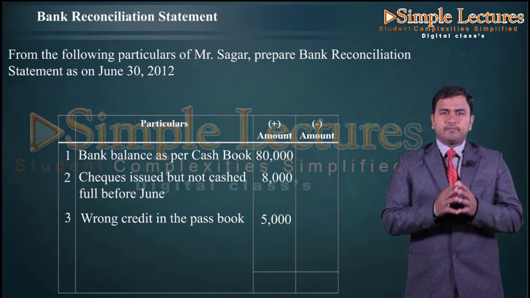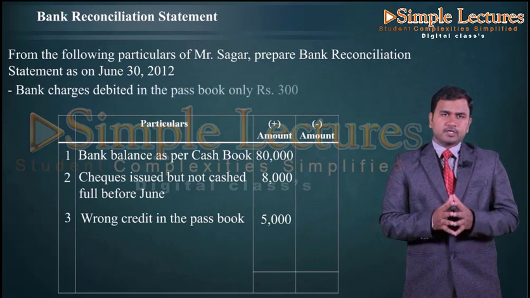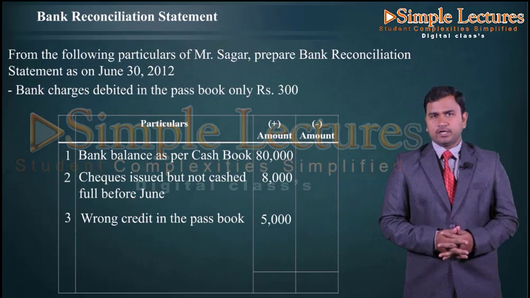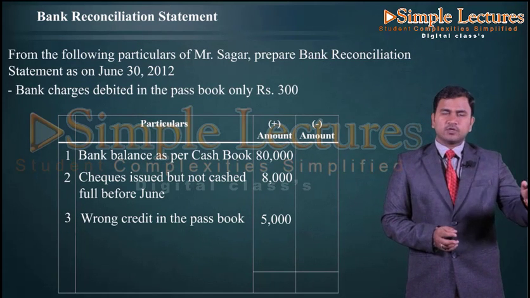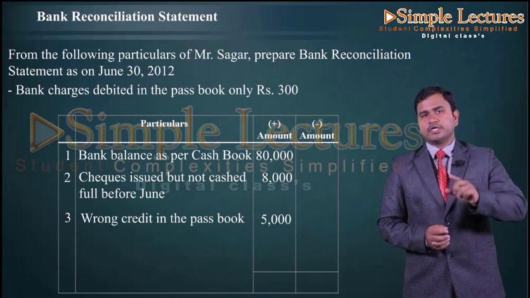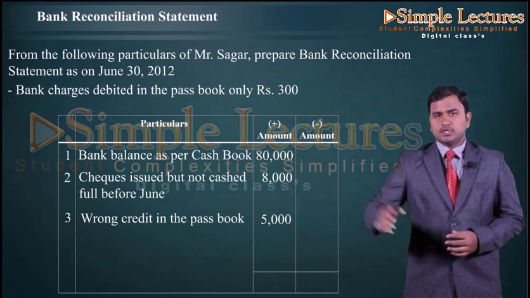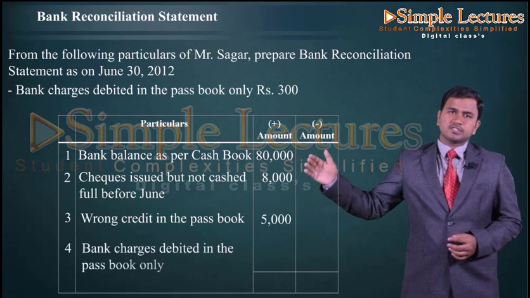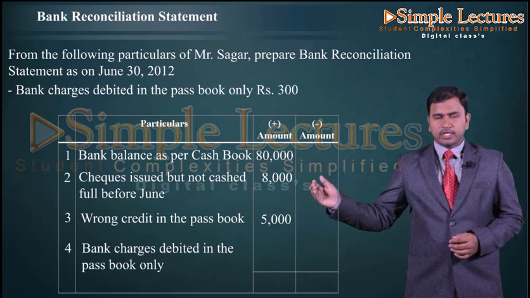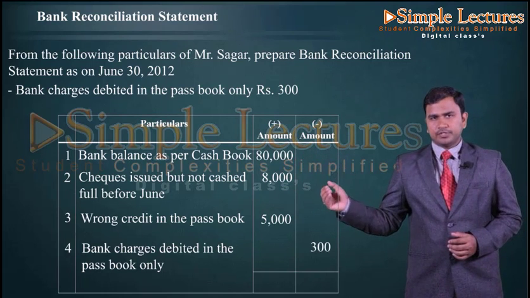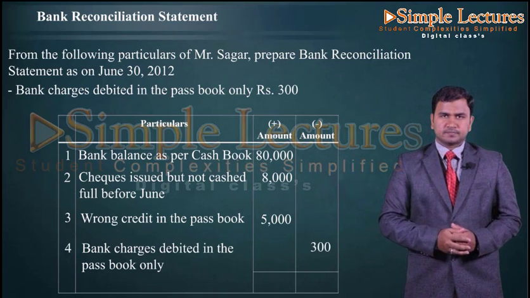Then we have bank charges debited in the passbook only, which is 300. So 300 rupees were deducted out of the passbook, which was not deducted from cash book. So here we are going to deduct 300 rupees. So serial number 4, bank charges debited in passbook only. In negative amount column we are going to record 300.